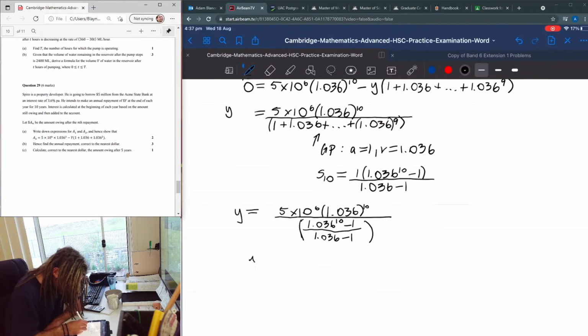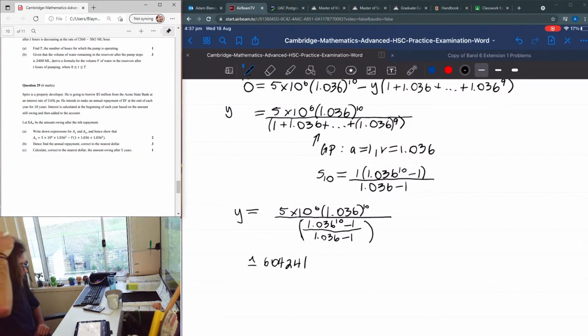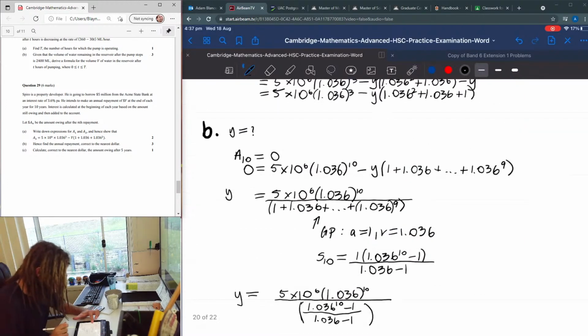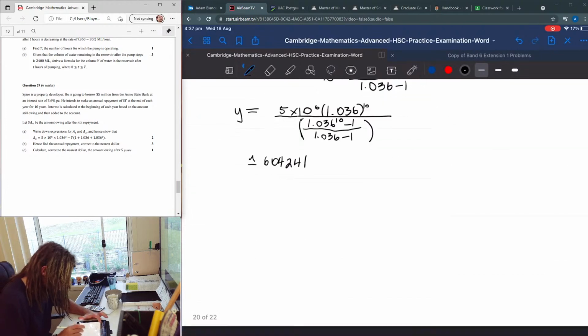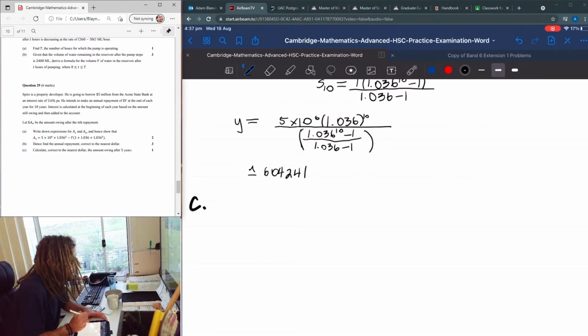Okay, that's around about equal to 604,241. That seems massive, but in the grand scheme of things, he's borrowing $5 million, so 604,000 isn't that much. Well, relatively speaking, I guess. So that seems about right. Is there a C? God damn it, there's a C. How many marks is that? 1. Be generous. Calculate, correct to the nearest dollar, the amount owing after 5 years. Wow. Okay.